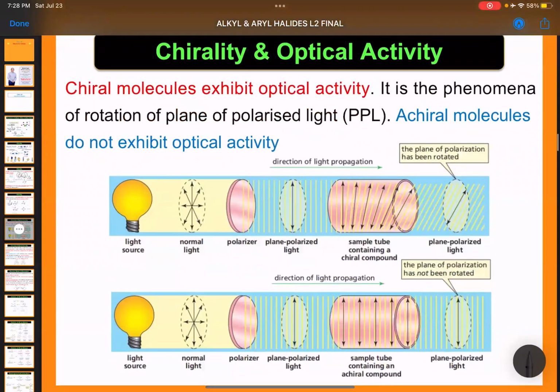Okay, can you see here? What does this mean? Optical activity. Optical activity. Yeah. So what does it mean? Tell me. What does optical activity mean?